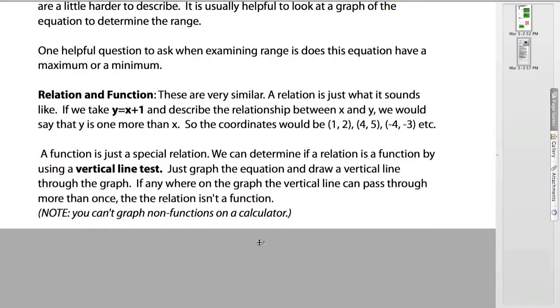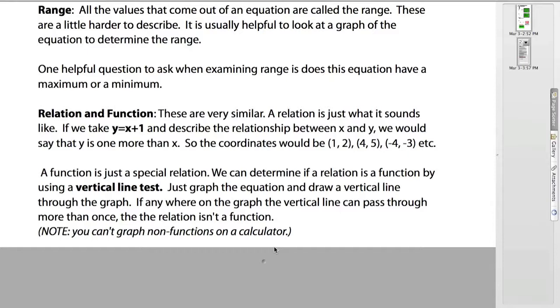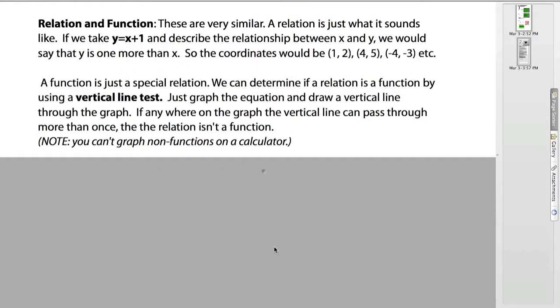Okay, something to note, interestingly enough: if you're using a TI-83 or 84 calculator like we have in class, you can't graph a non-function. For example, a non-function would be y squared equals x. You're not going to be able to graph that. In fact, you won't even be able to type it into the calculator. So something to look out for is if you can't graph it, you may not have a function.